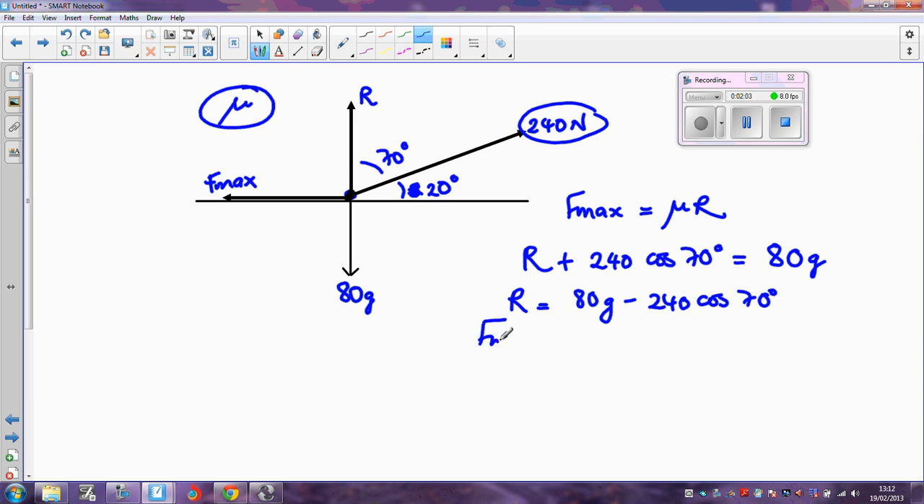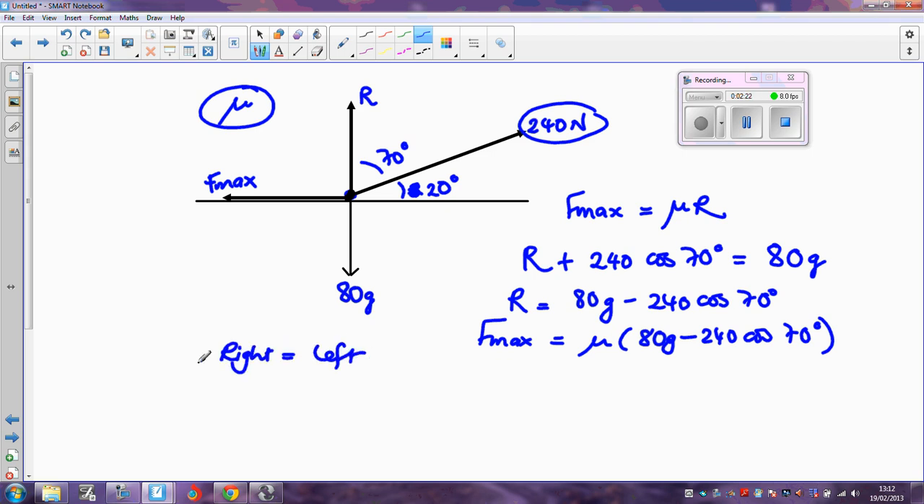In other words, my F max is going to be mu multiplied by that. So mu times 80g minus 240 cos 70 degrees. Now I know that it's in limiting equilibrium, but that's the same as any other equilibrium, and I know therefore that the forces acting towards the right must equal the forces acting towards the left. Acting towards the right, then, we've got the component of this 240 newton force acting to the right. Well, that's going to be 240 cos 20 degrees, and that's going to equal the force acting left. Well, that's just F max.